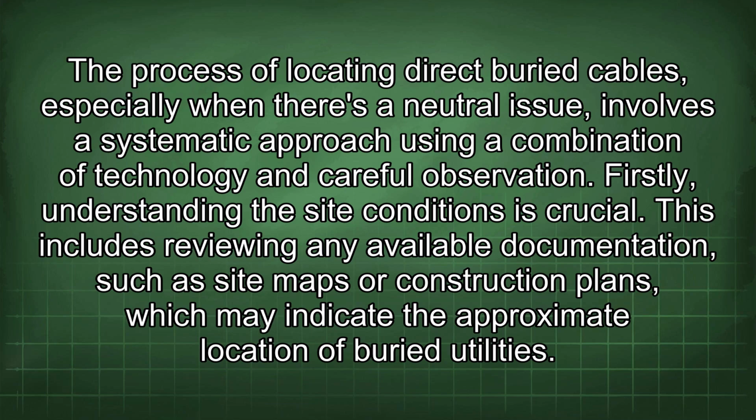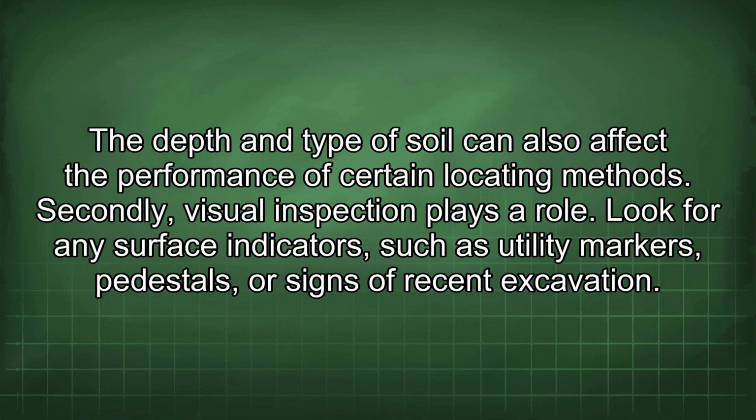The process of locating direct buried cables, especially when there's a neutral issue, involves a systematic approach using a combination of technology and careful observation. Firstly, understanding the site conditions is crucial. This includes reviewing any available documentation such as site maps or construction plans, which may indicate the approximate location of buried utilities. The depth and type of soil can also affect the performance of certain locating methods.